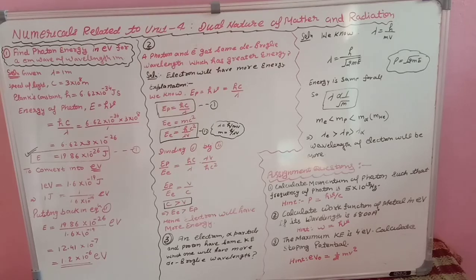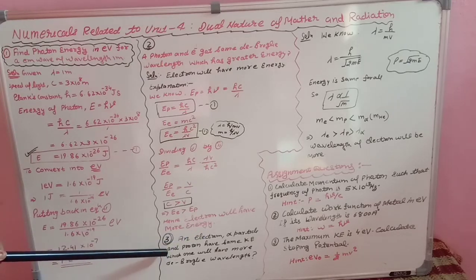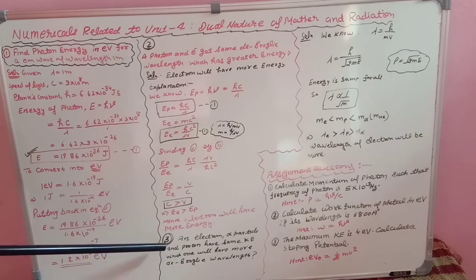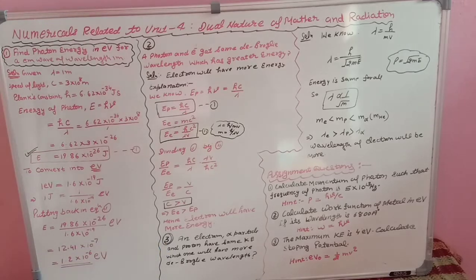Now let us proceed towards the third numerical. Again, the third numerical is very simple: an electron, alpha particle and photon have the same kinetic energy. Kinetic energy is given as the same, which will have more de Broglie wavelength? If in one line I tell you the answer, it is also electron. The wavelength of electron will be more. Now why? Let us proceed.